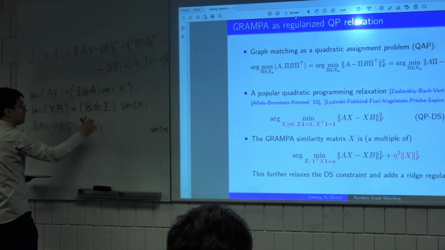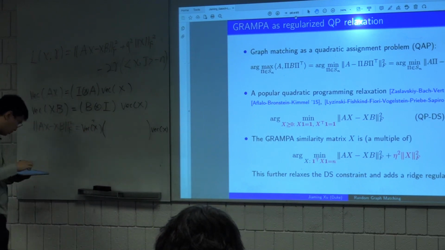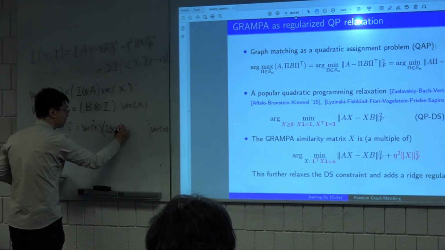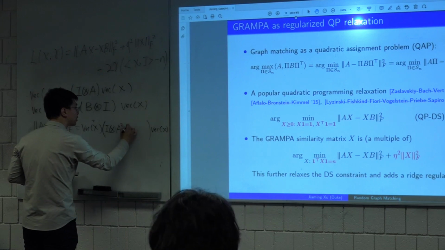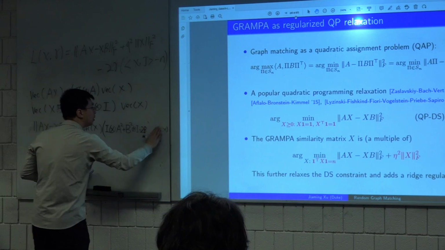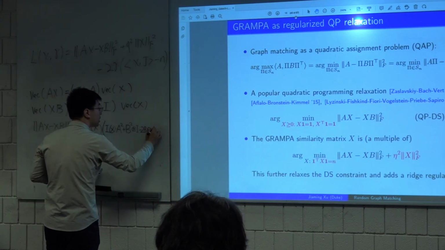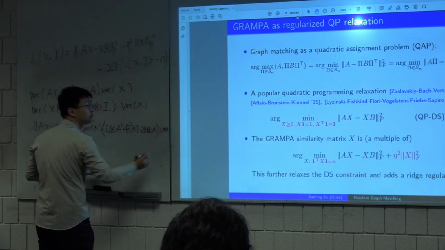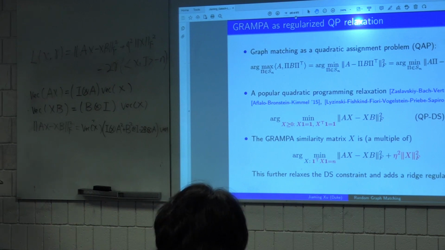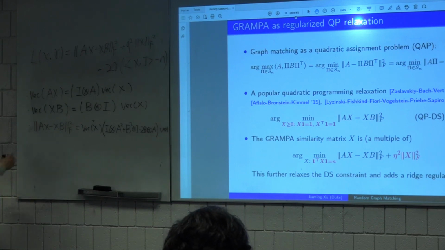Now I can plug this in. You do a little bit of algebra; I'm not going to repeat it here. In the end, you will get I Kronecker with A squared plus B squared Kronecker with I minus 2B Kronecker with A, times the vector of X. You can see that's indeed a quadratic function of the vectorization of X. Once you have this, you can do the very simple differentiation.